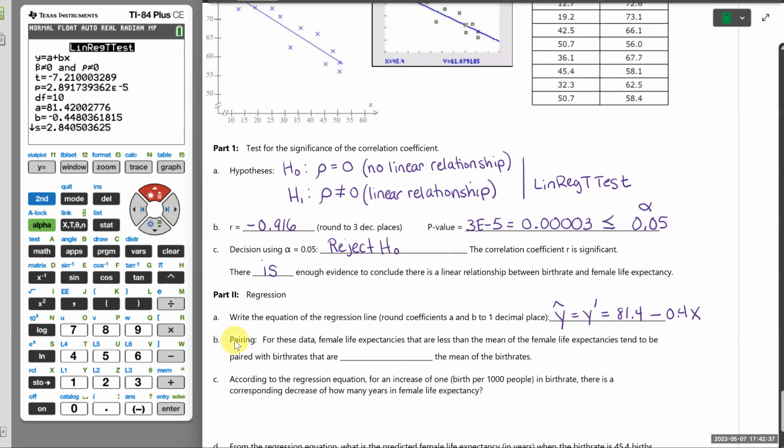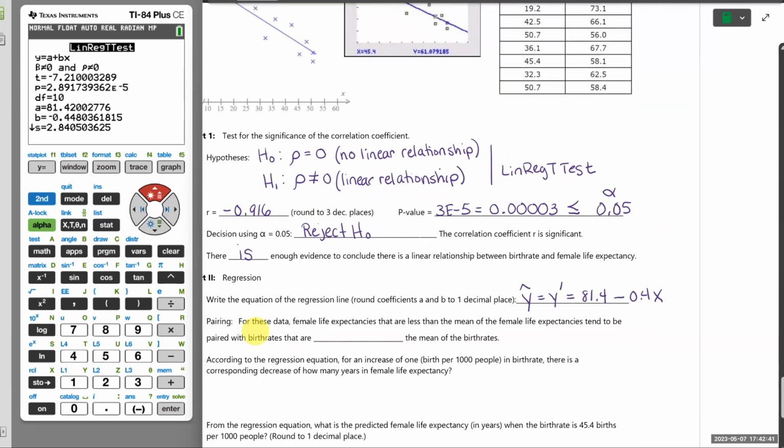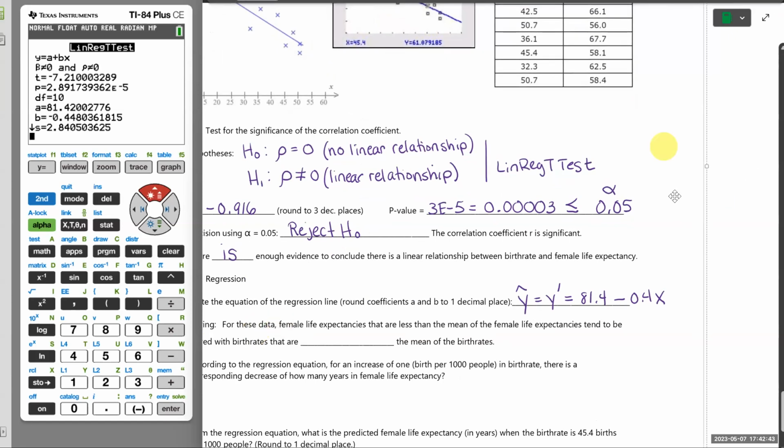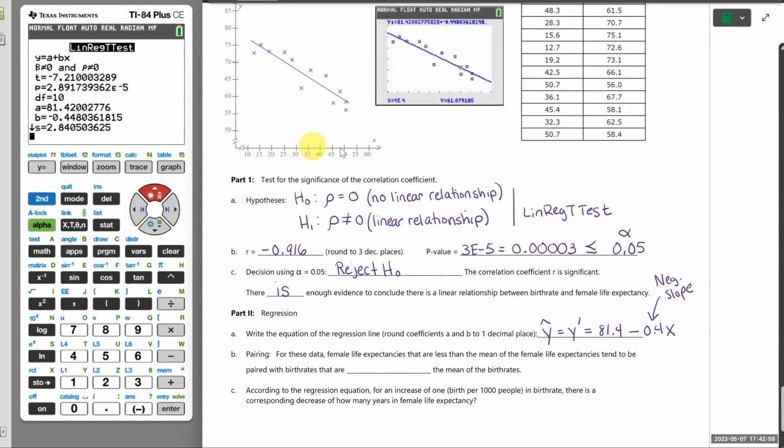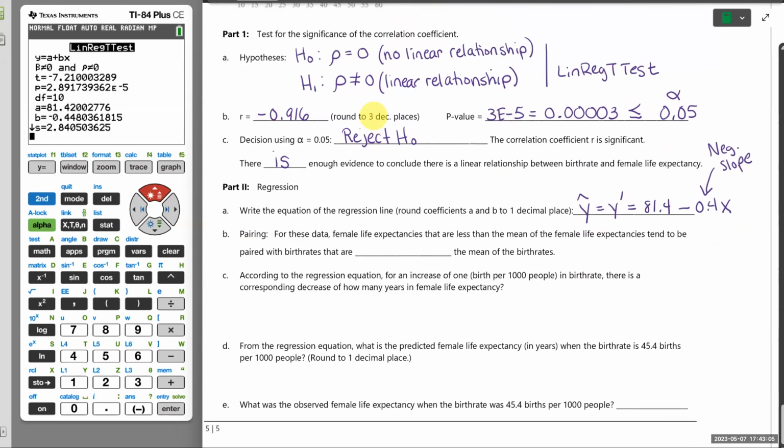So when we're talking about pairing, we're looking for the relationship between these two variables in terms of, I'm going to point here, the slope of that line. So the slope is the b, the coefficient of the x. So we've got an equation here with a negative slope, which means as one variable goes up, the other variable goes down. So that's what they're referring to with pairing.